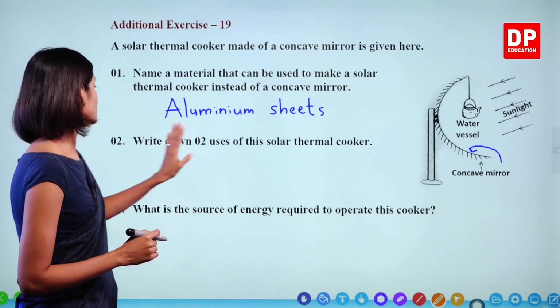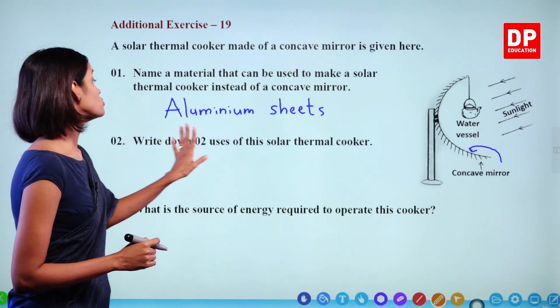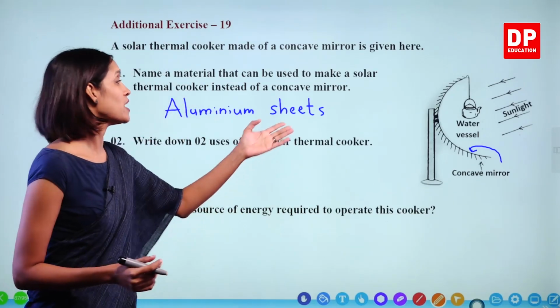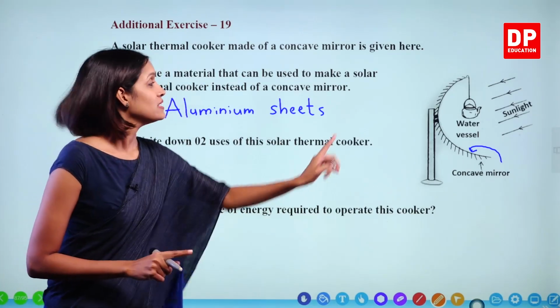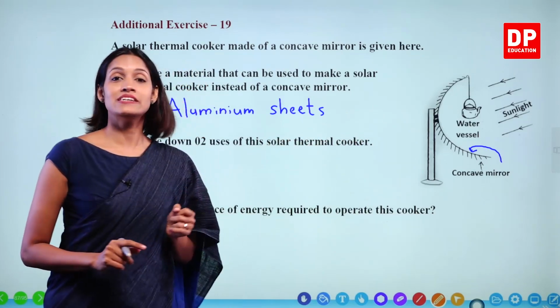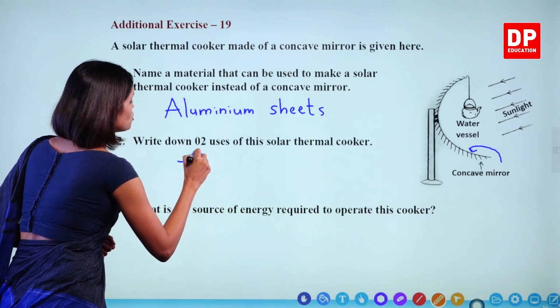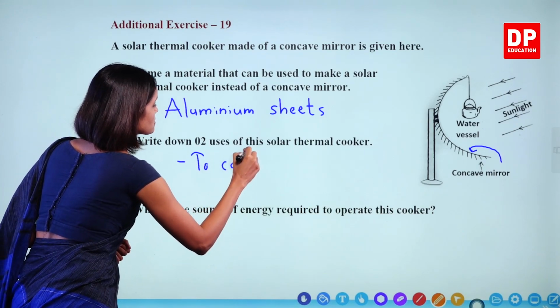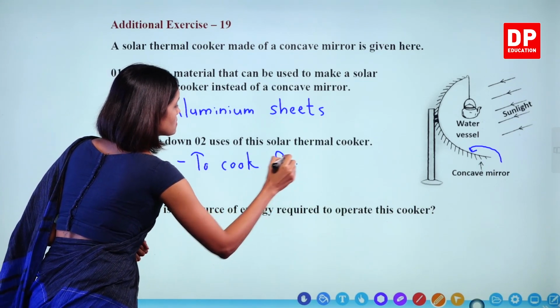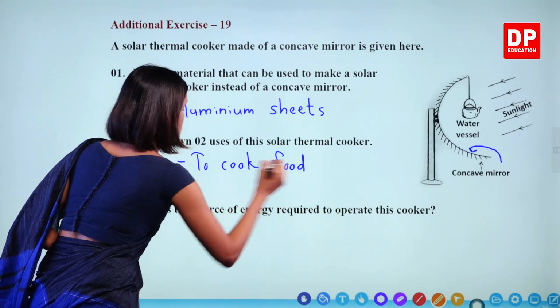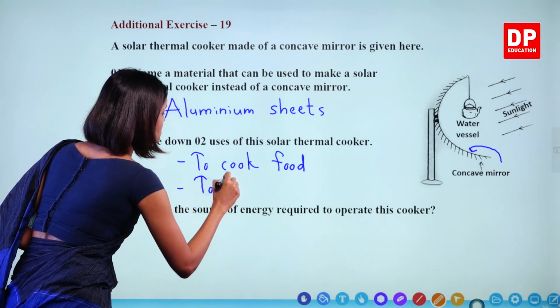Okay. Number 2. Write down 2 uses of the solar thermal cooker. We can use this solar thermal cooker to cook food, like the diagram given here, and to heat water. Right, children? Let's write. To cook food. To heat water.